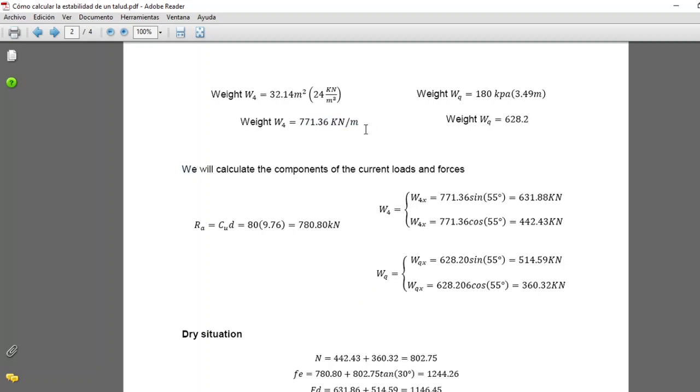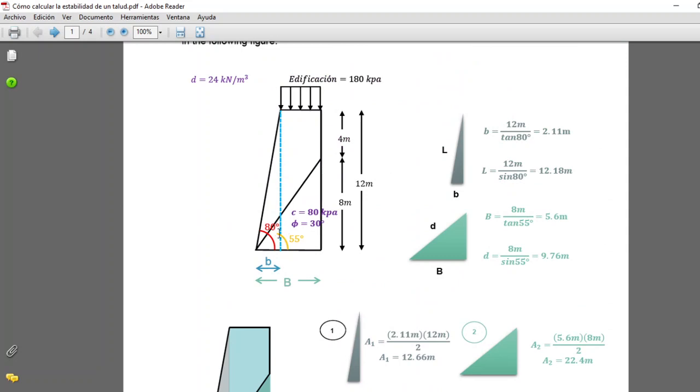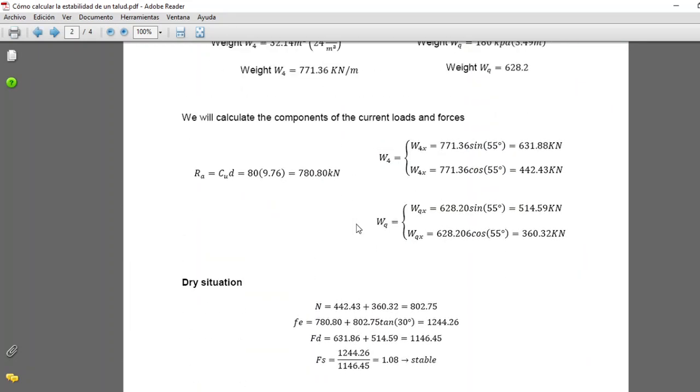We need this again for the design of this angle for the components. We use the same angle, that is the 55 degrees.